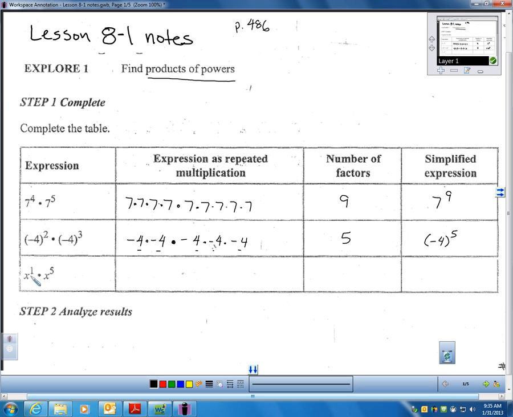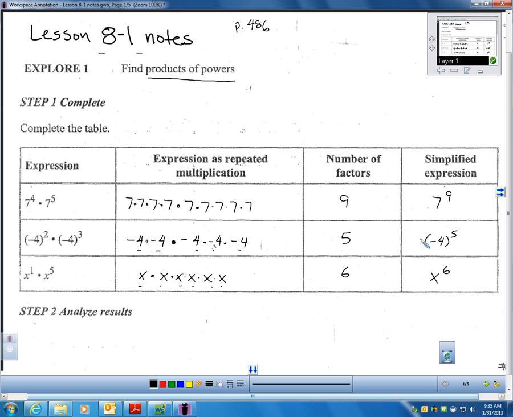And finally, I'm multiplying x to the 1st times x to the 5th. X to the 1st means 1 factor of x, and I'm multiplying that with 5 factors of x. 1, 2, 3, 4, 5. I have 6 factors of x. 1, 2, 3, 4, 5, 6. And that gives you x to the 6th power.